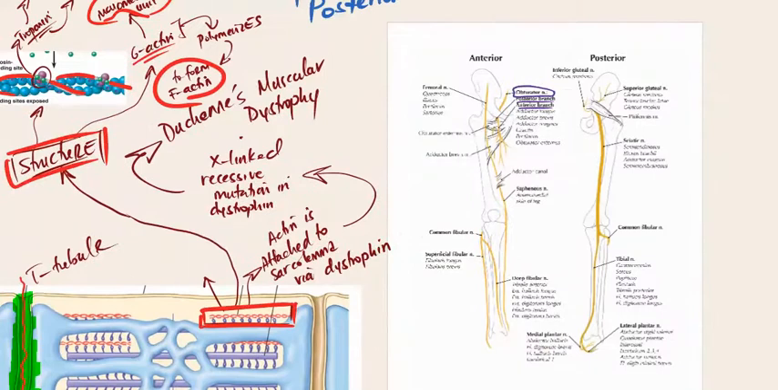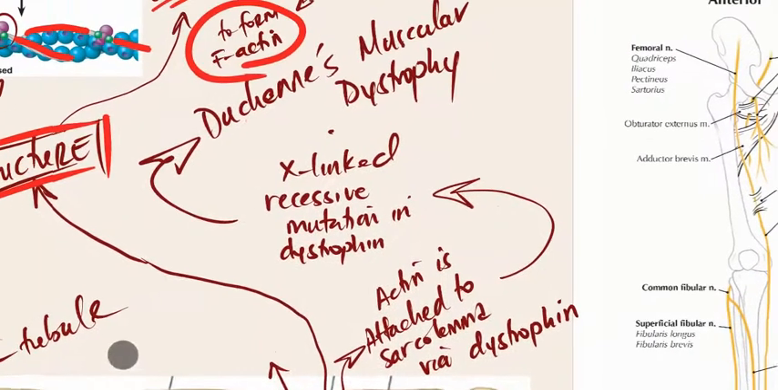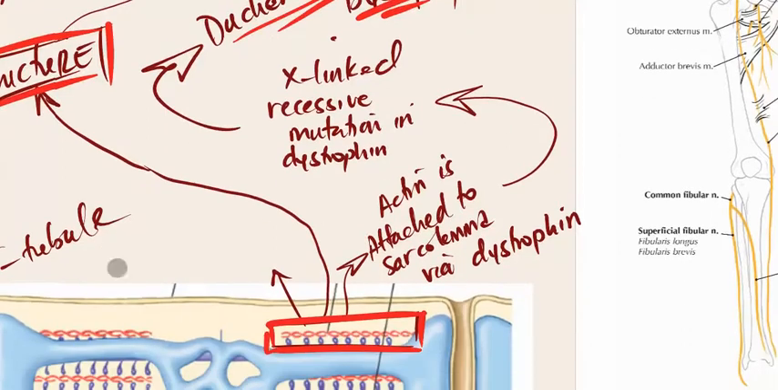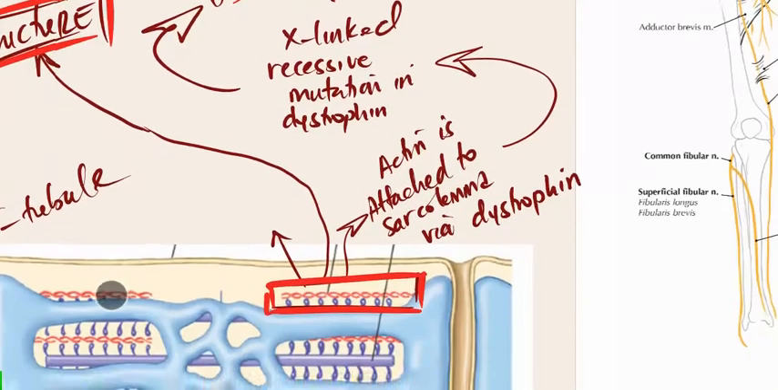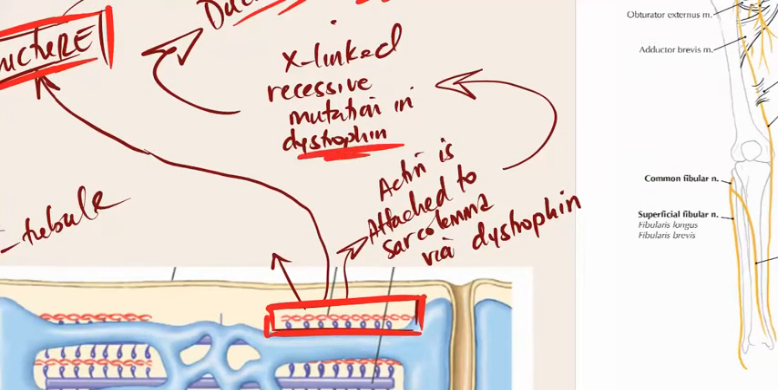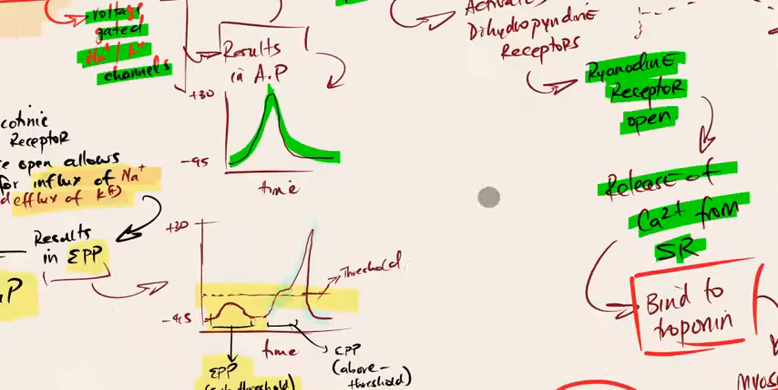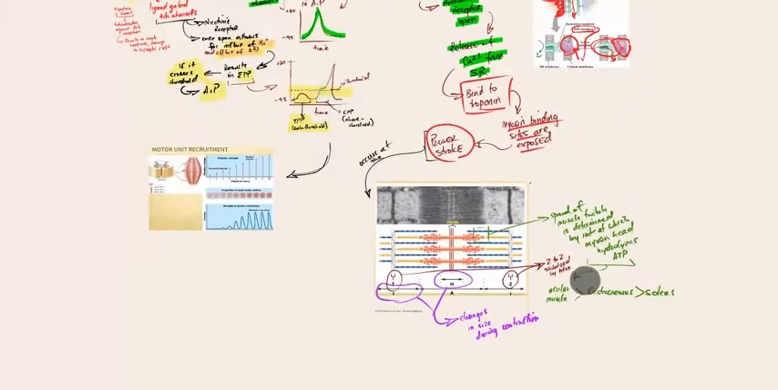And another thing is that, you guys have heard of Duchenne's muscular dystrophy, right? It's an X-linked recessive mutation in the dystrophin gene. Basically, dystrophin is a protein that helps to anchor the actin onto the sarcolemma, right? So dystrophin helps to anchor the actin onto the sarcolemma. I thought that was also important to point out. Let's see if there's anything else.